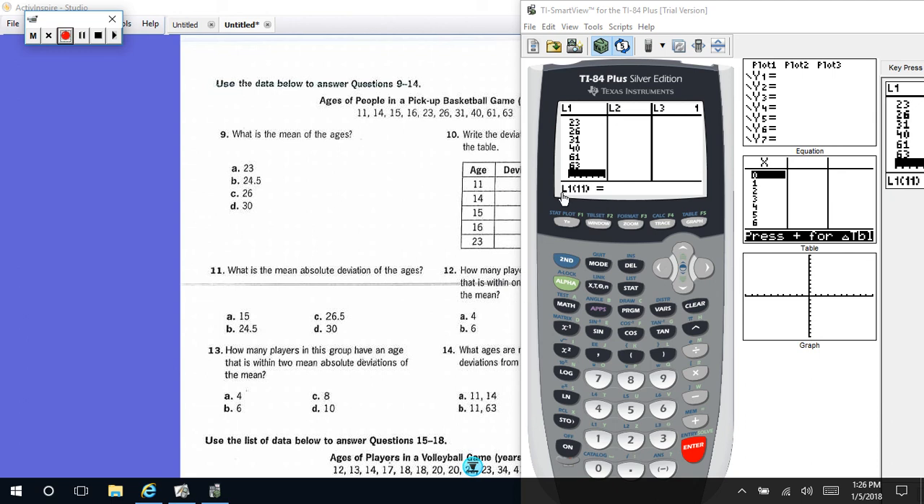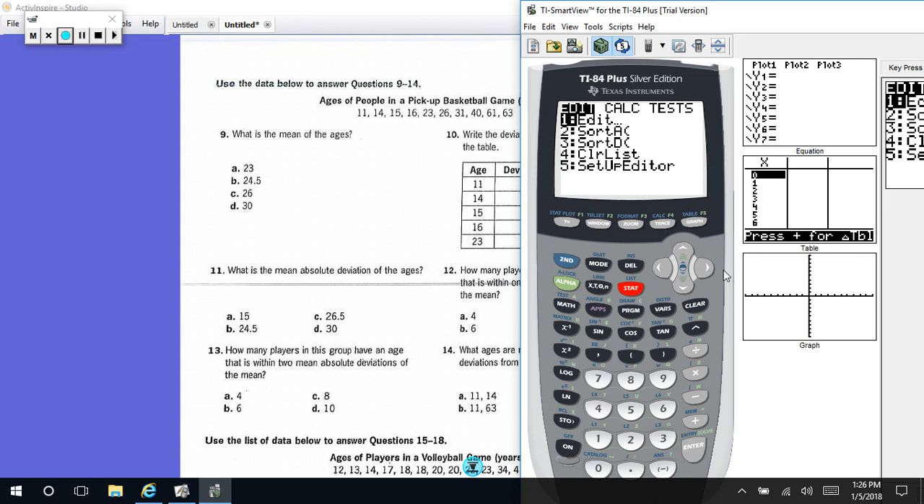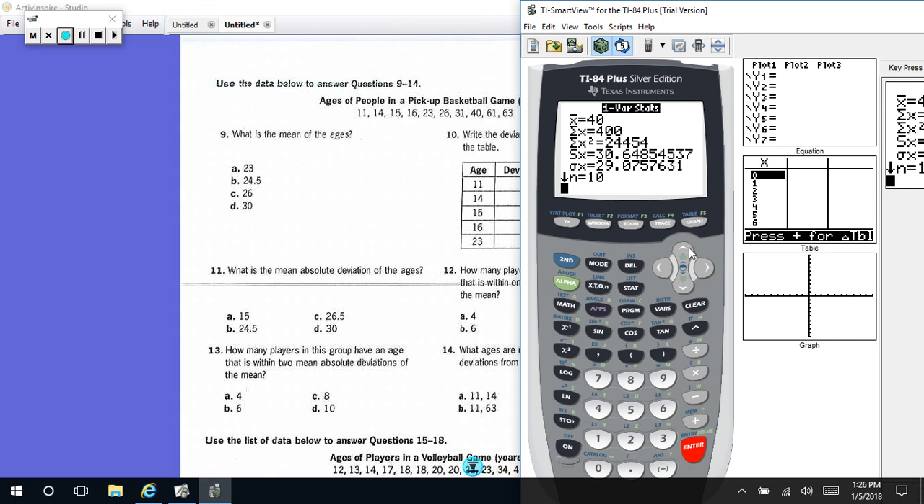Okay, I have all my data entered in my calculator right here. So again, stat, over to calculate this time. I need to get the mean. Mean is my first step before I can do anything.